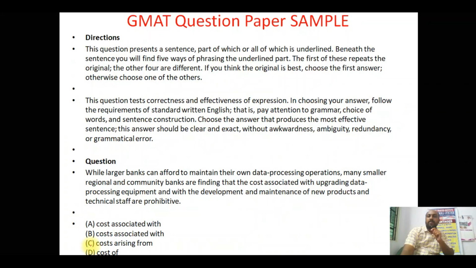And okay, in this GMAT paper I already told you, these questions are a little bit related to your grammar, sentence correction, right? So for sentence correction, again you should be good with the grammatical rules, okay, and vocabulary skills. So here, "while larger banks can afford" and so on, they have given one question. They are asking you which is the correction that is required, okay. So they will give it like this.